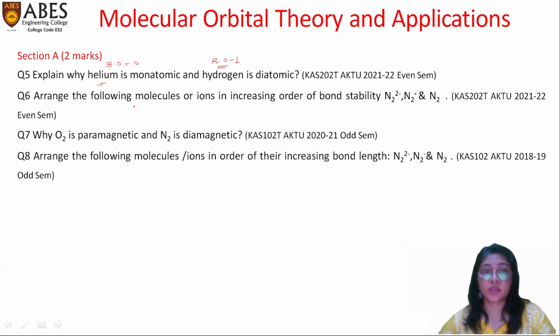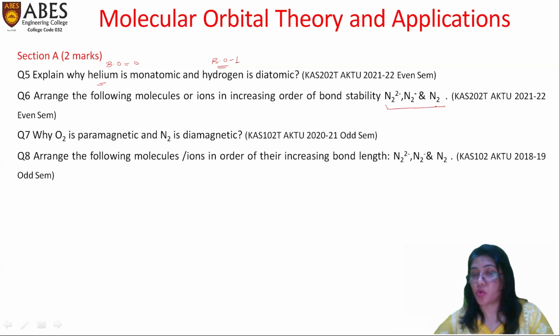Question number 6 is: arrange the following molecules or ions in increasing order of bond stability. Similarly, we'll have to write down the configuration of all these molecules, and then calculate the bond order. Bond order is directly proportional to bond stability. So the sequence in which these molecules and ions are arranged by bond order will be the same sequence for the bond stability as well.